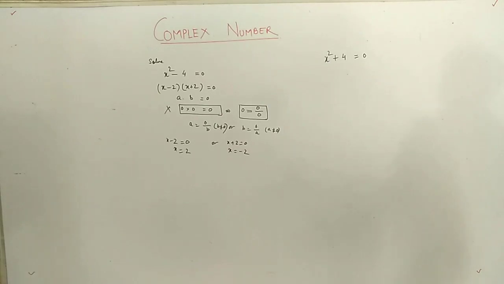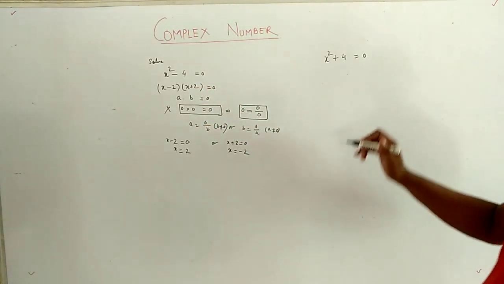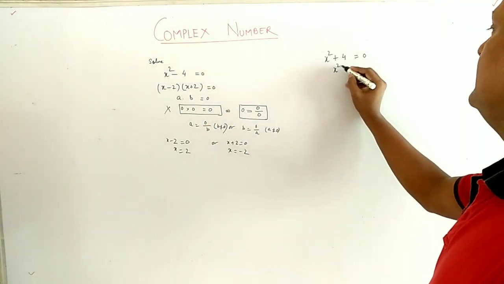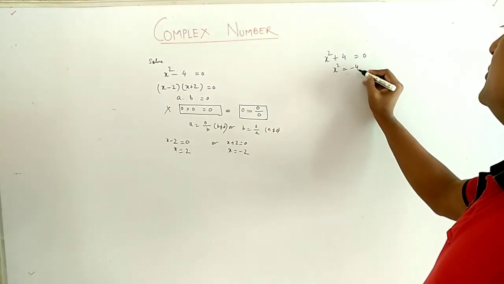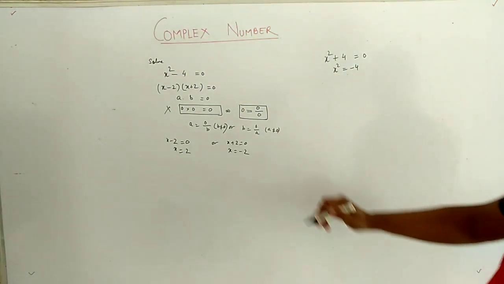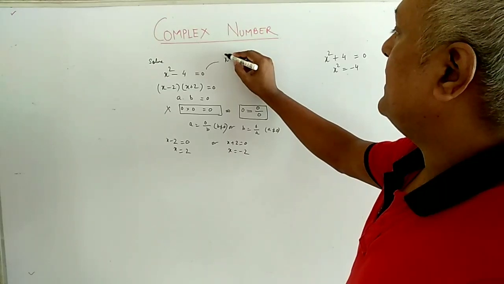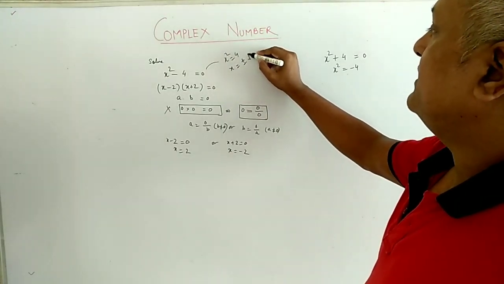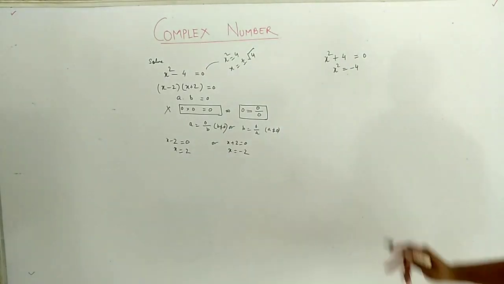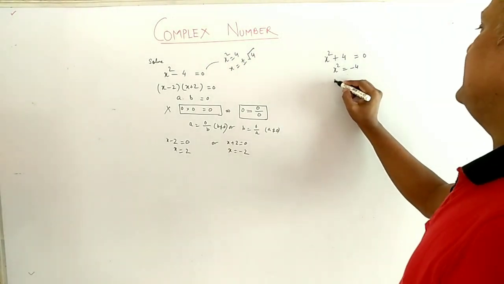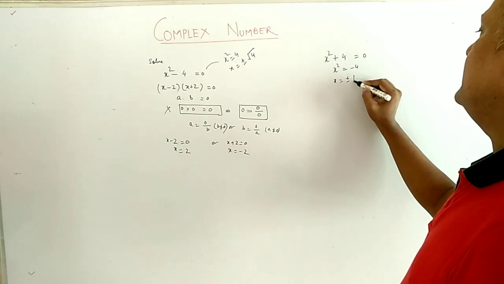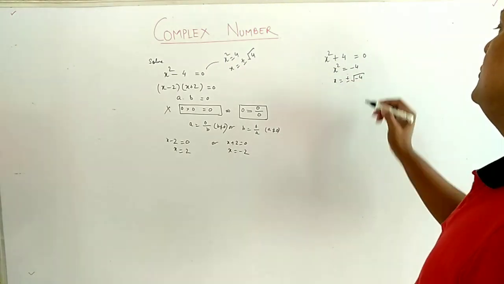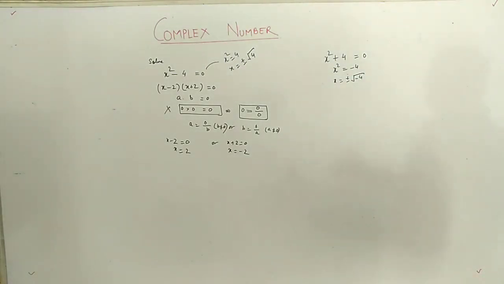You can never factorize it like that. Because x square equals minus 4, you cannot find even the direct root. Suppose if x square is 4, then you can find x is plus minus under root 4. But here x is plus minus under root minus 4. This is also an undefined number, like this you never get the answer.